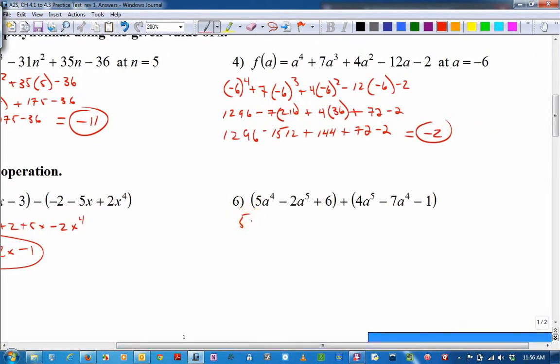Okay, I got 5a to the 4th minus 2a to the 5th plus 6. Now I have plus 4a to the 5th minus 7a to the 4th minus 1. Let's combine like terms. I have a 5a to the 4th and a minus 7a to the 4th. That's minus 2a to the 4th.